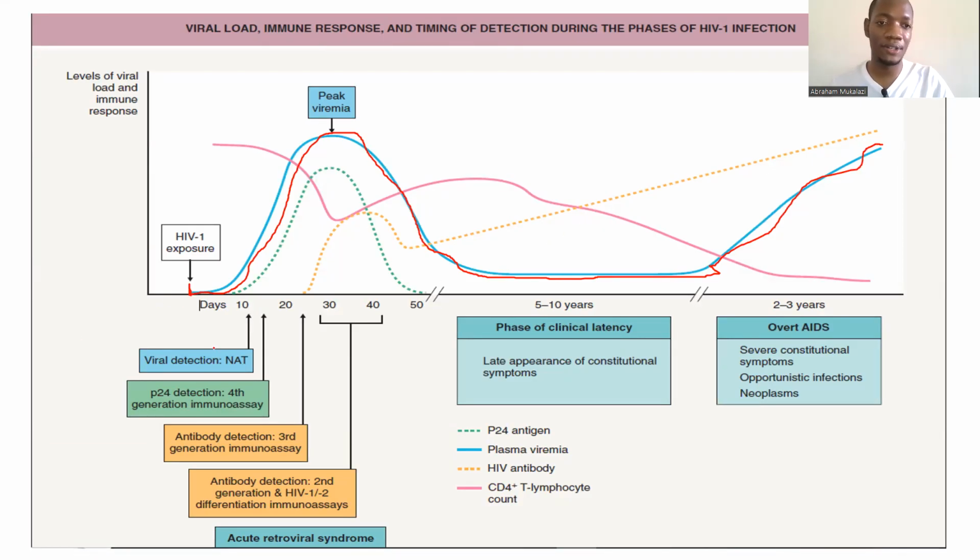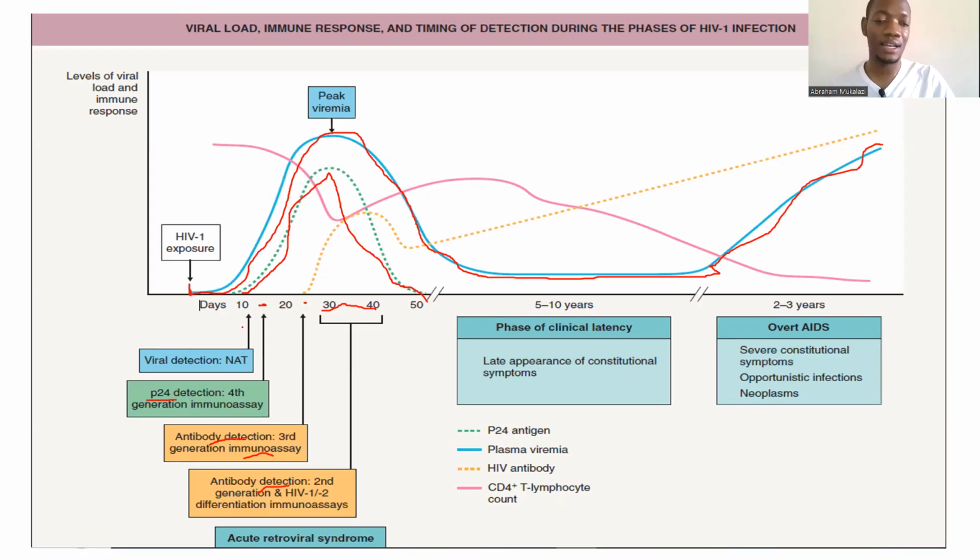So in terms of the different detection methods, for example, if you are to detect the P24 antigen, it will start around the 15th day, because that's when the antigen starts to increase in the body. Then it will stop around 50 days. If you do the antibody test, the third generation, it will start around day 25. Then if you do the antibody detection, it will start around 30 to 40 days. So that's why we have a full month where you cannot use antibody antigen tests, these strips, to detect HIV.